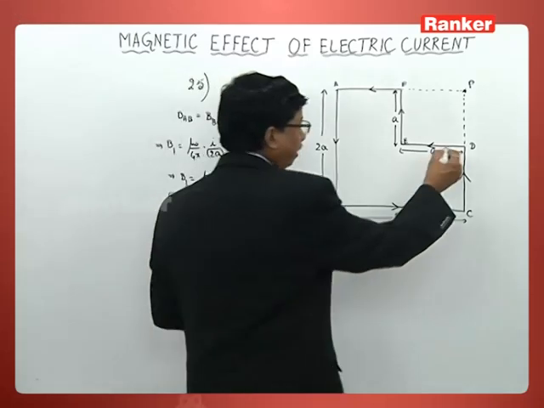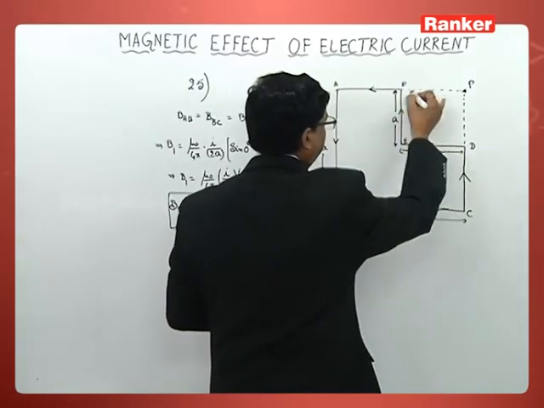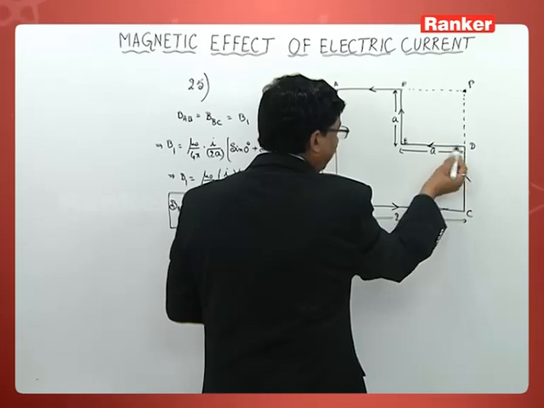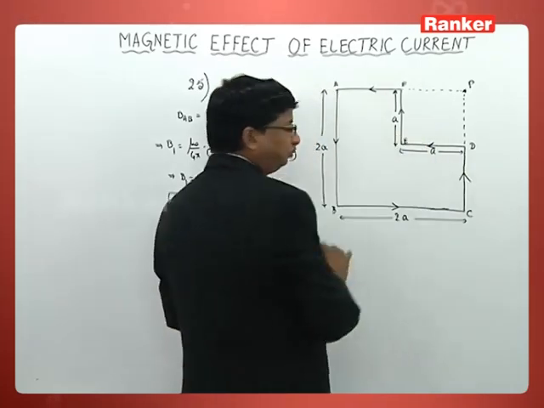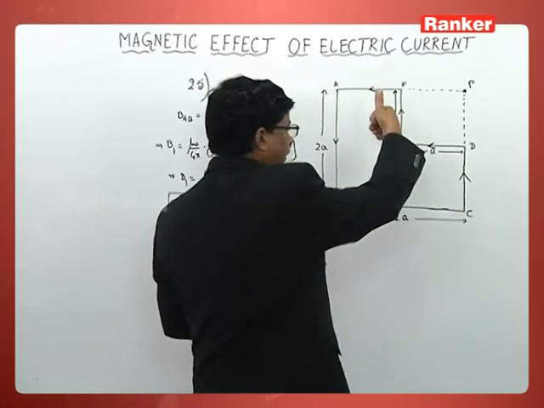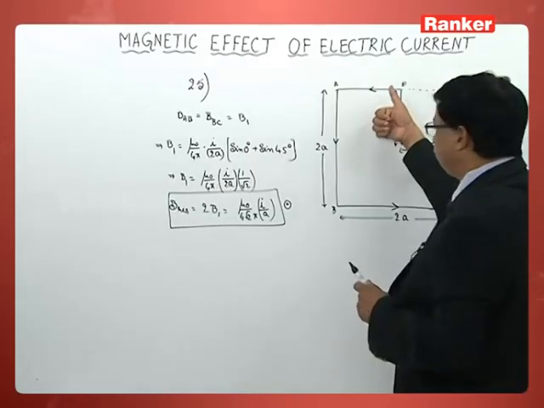Now, come across this portion. Due to DE and EF. Look at, observe, right hand thumb rule you apply.